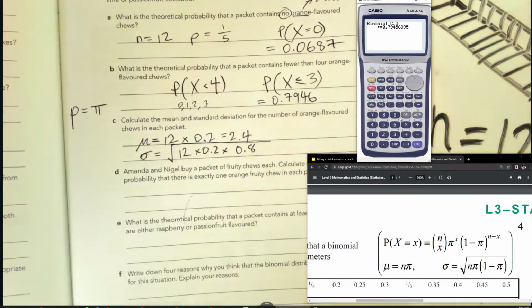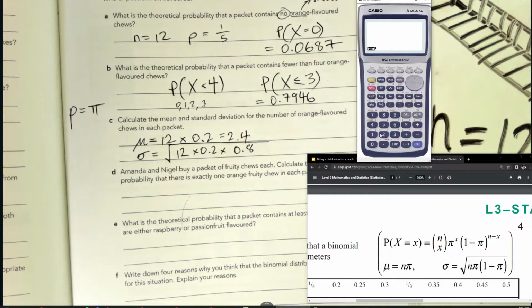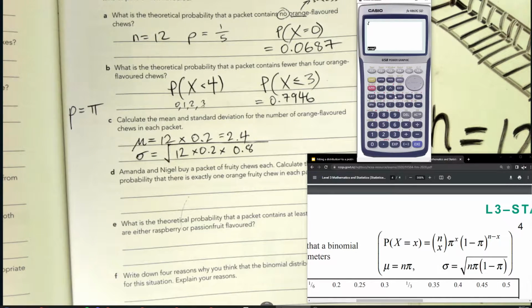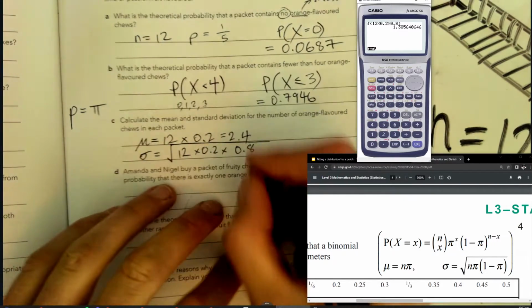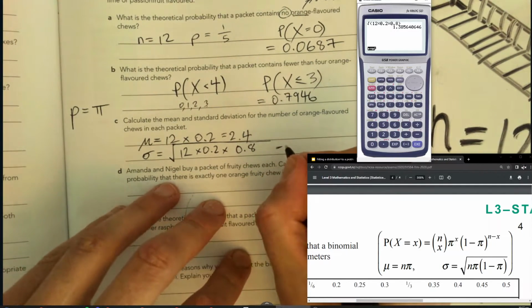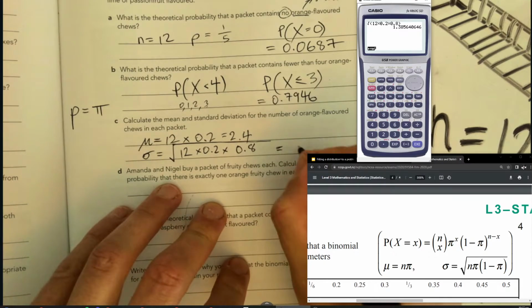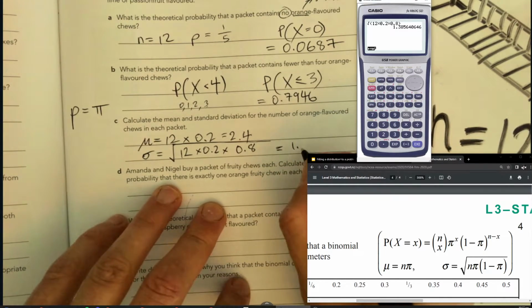Right, so let's do that in our calculator. We'll go back to menu. So we're going to do a big old square root. I'm going to put a bracket because I want everything under that square root. 12 times 0.2 times 0.8, and then close that bracket off. 1.3.